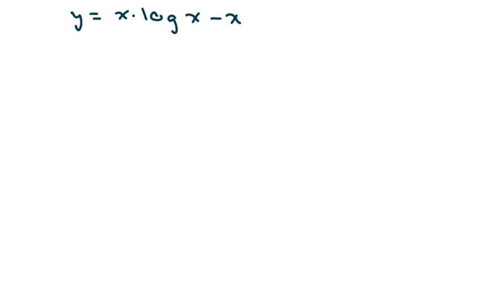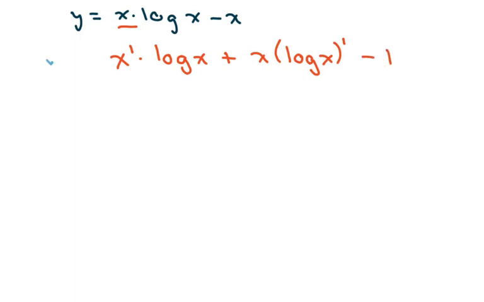We're going to use the product rule. So we take the derivative of x times log of x, plus x times the derivative of log of x, minus 1. So this is the derivative. Now I want to go ahead and take the derivative of this. The derivative of x is just 1, so we're just going to be left with log of x. And then we have plus x times 1 over x. Then we have the minus 1.